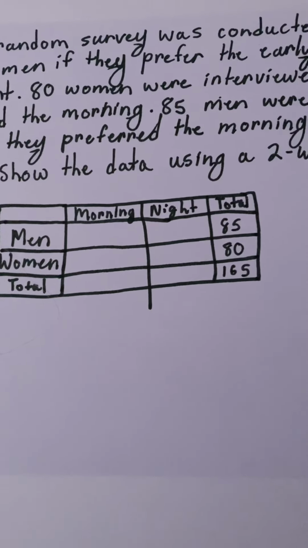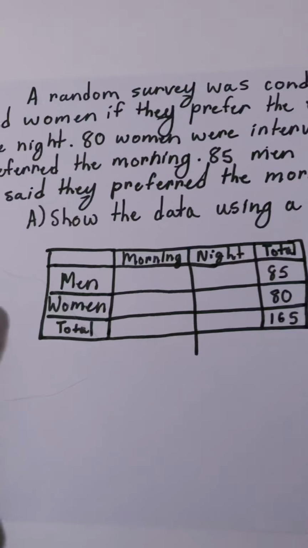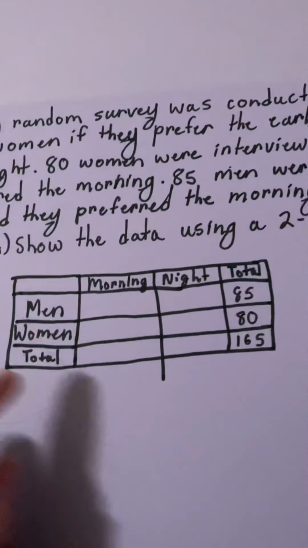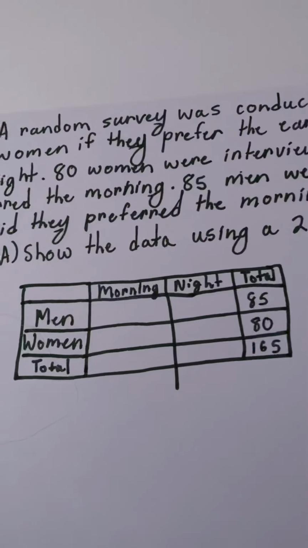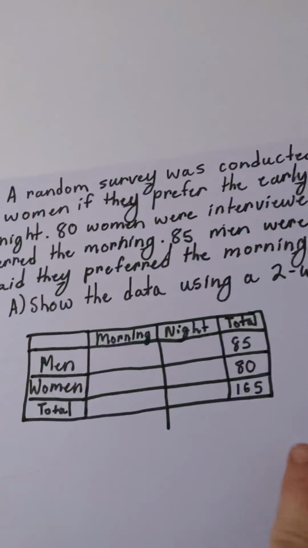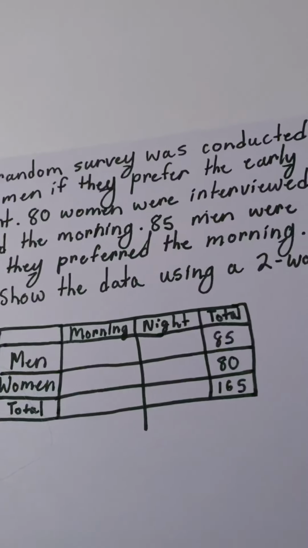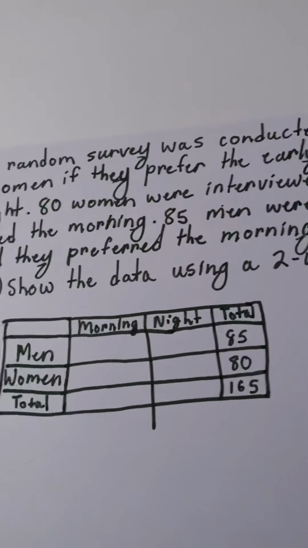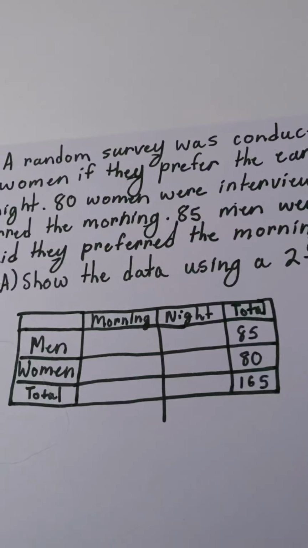I pick late night. So the way you set this table up is you're going to do men and women as they're separated in that way, and then morning and night, as that is what we were trying to figure out for the problem, and you're going to have a total across the bottom and a total across the side. And the total number of people in general is 165. The total number of men is 85. The total number of women is 80.